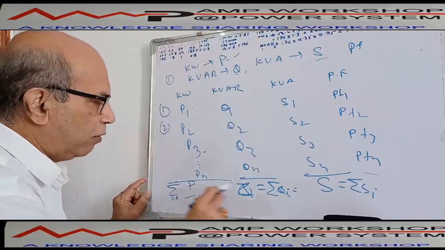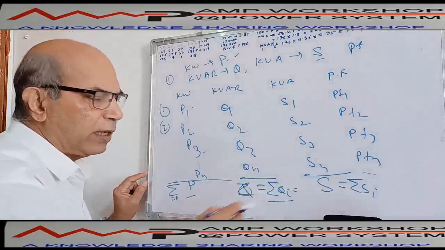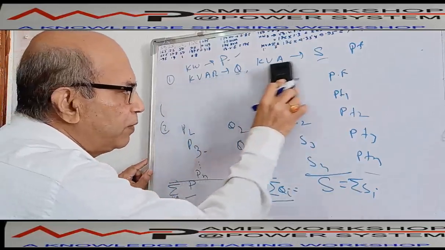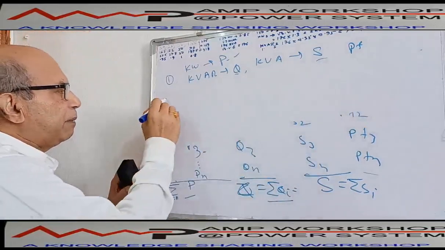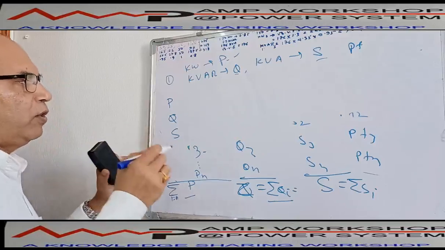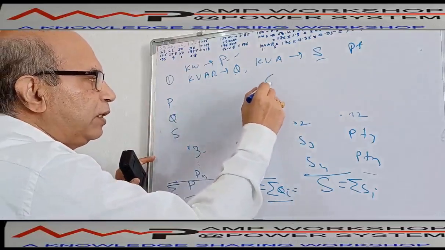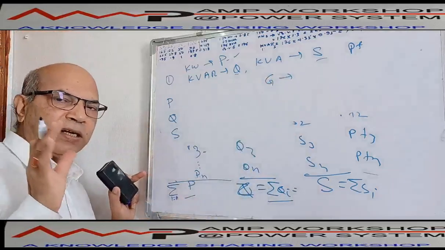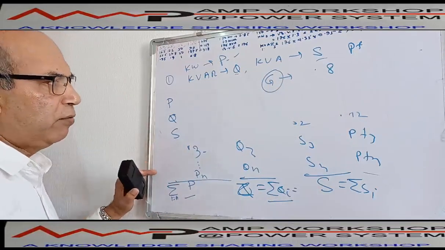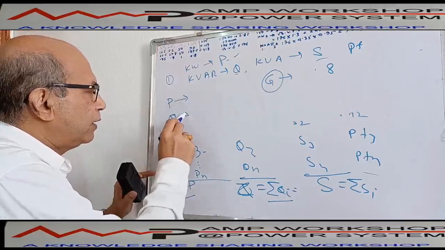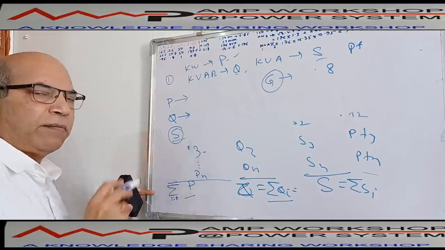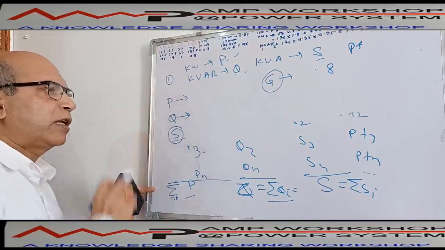Now when we get the total kilowatt, total kVAr, and total kVA from this, we have to calculate what the generator size should be. From this figure we can see the net power requirement is P, the net kVAr requirement is Q, and the net kVA is S. Now we know the generator capacity is G. Most generators are rated at 0.8 power factor. Now we have to see which generator can cater this amount of kilowatt and this amount of kVAr. This S is the total kVA requirement, and this is the total kilowatt requirement.